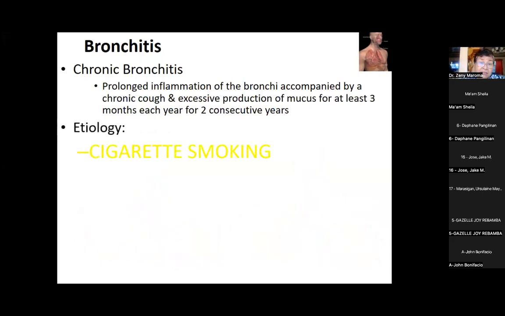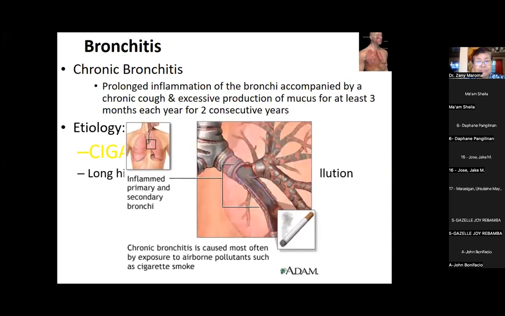And again, the most common cause is cigarette smoking and long history of bronchial asthma. So, ibig sabihin, chronic bronchial asthma leads to chronic bronchitis. Also, long history of respiratory tract infection and air pollution. So, therefore, there's inflamed primary, secondary bronchi, tapos barado ang airway. Chronic bronchitis is caused most often by exposure to airborne pollutants such as cigarette smoke. Okay?